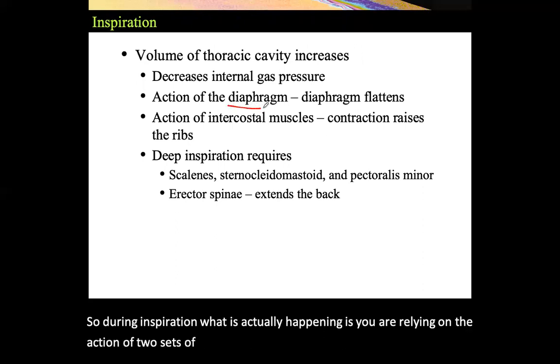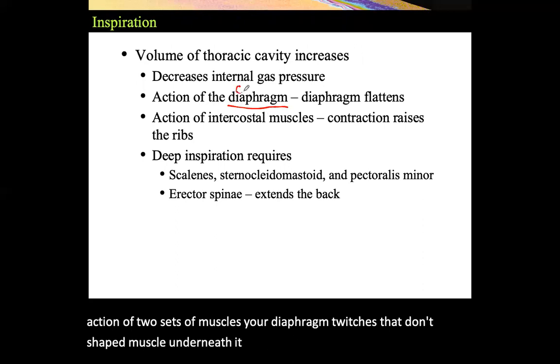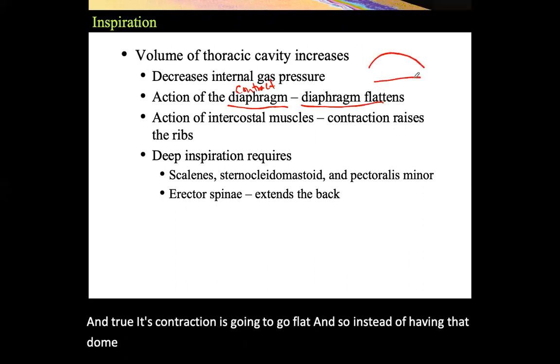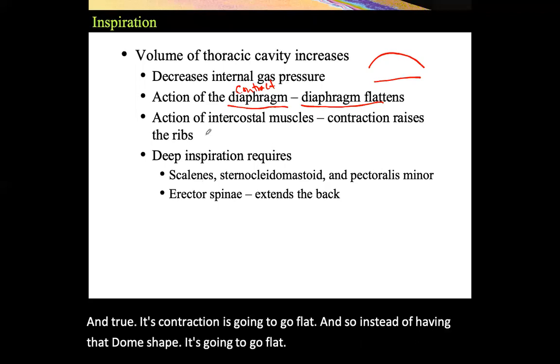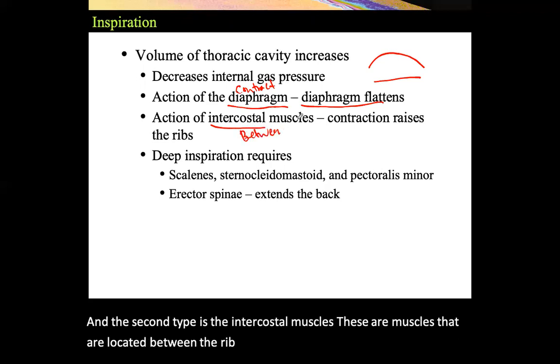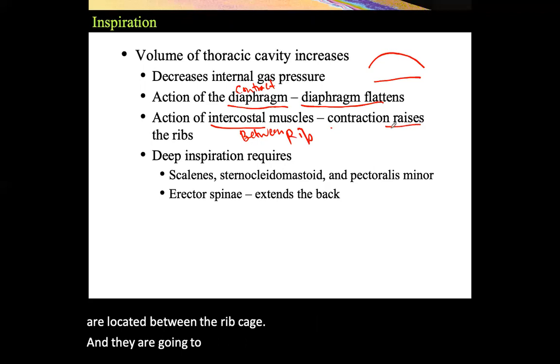Your diaphragm, which is that dome-shaped muscle underneath, is going to contract, and through its contraction it is going to flatten. So instead of having that dome shape, it's going to go flat. And the second type is the intercostal muscles. These are muscles that are located between the rib cage. And they are also going to contract, and they're going to help you move your rib cage outward.